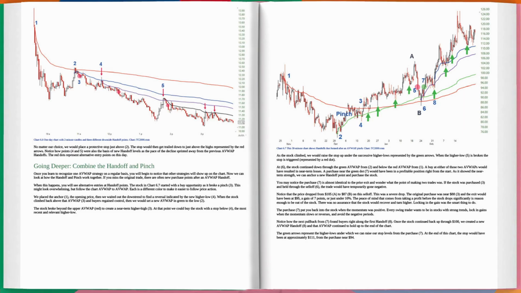Notice how the next pullback from 7 found buyers right along the first handoff 8. Once the stock continued back up through $100, we created a new AVWAP handoff 8, and that AVWAP continued to hold up to the end of the chart. The green arrows represent the higher lows under which we can raise our stop levels from the purchase, 7. At the end of this chart, the stop would have been at approximately $111 from the purchase near $94.